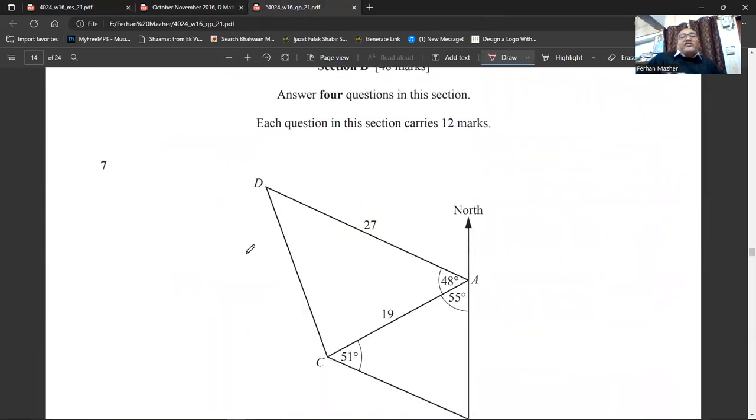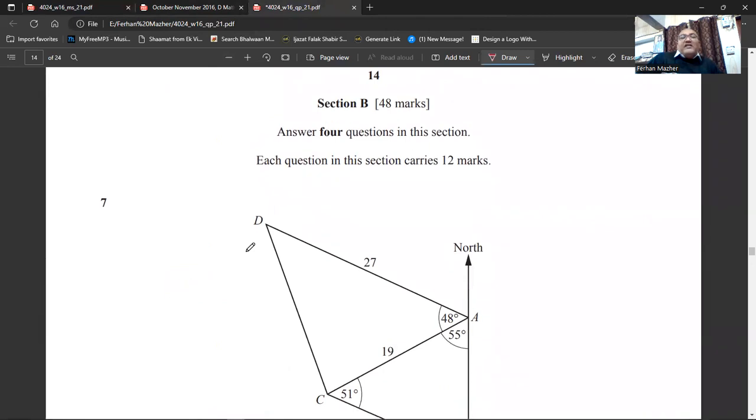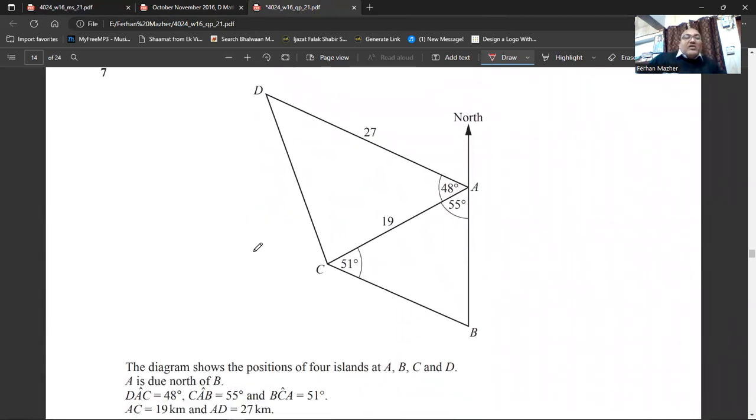Okay, so we are going to section B. Here we have a choice, but because we are practicing the whole paper, we will do all the questions. Here we have question number 7.